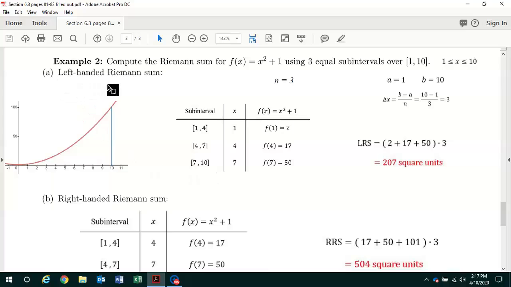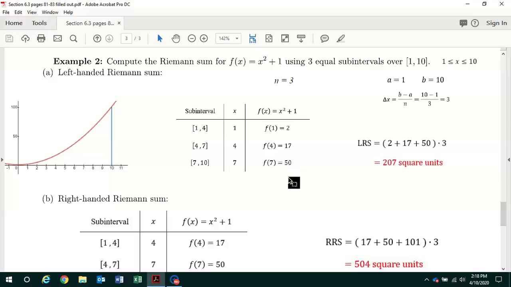In part A, we're going to calculate the left-handed Riemann sum. So we use the left number in each subinterval for our value of x, and then we calculate the value of the function at each of those values of x to get the height of each rectangle. The height of the first rectangle is f of 1, which is equal to 2. The height of the second rectangle is f of 4, which is equal to 17. And the height of the third rectangle is f of 7, which is equal to 50.